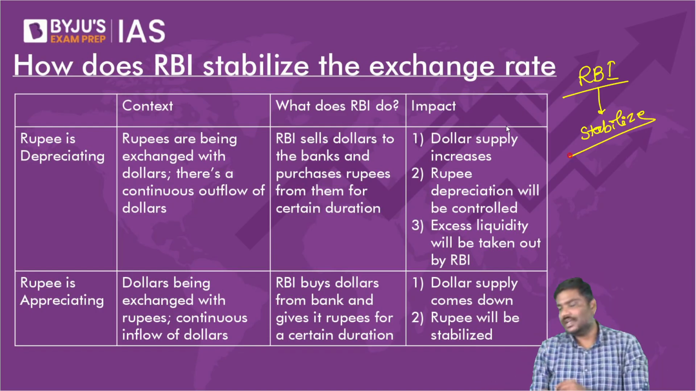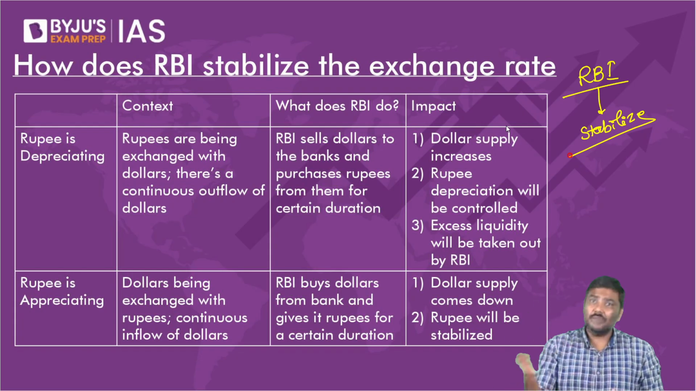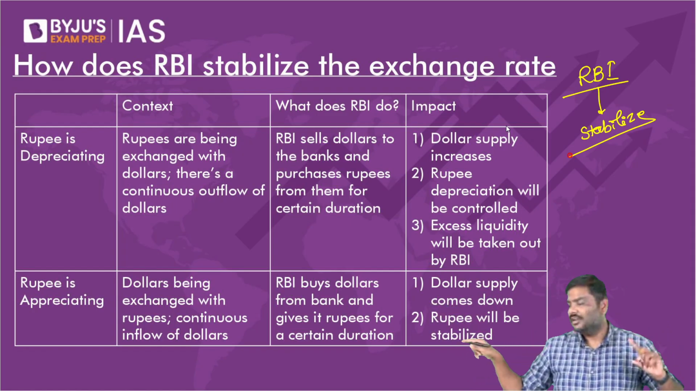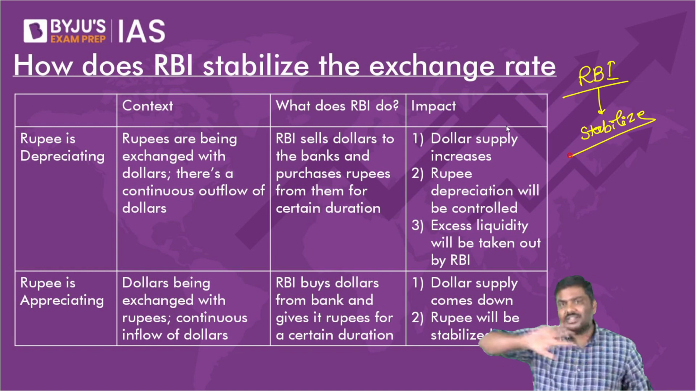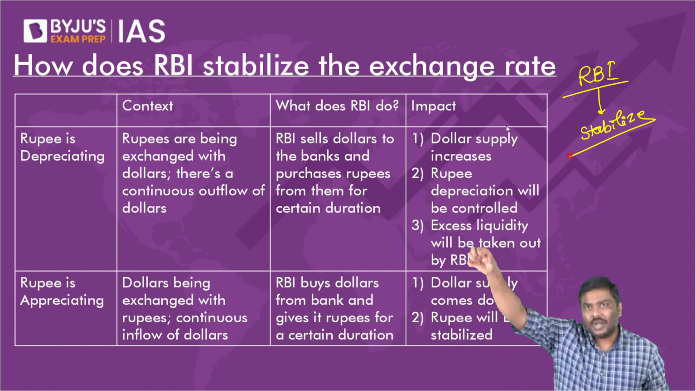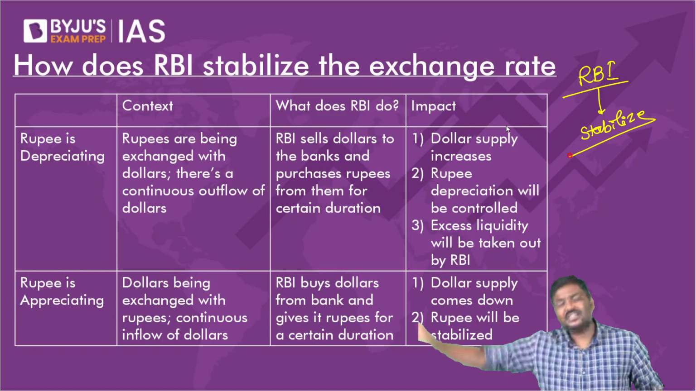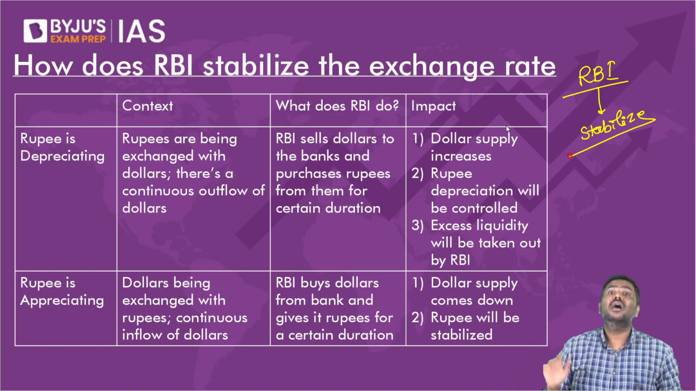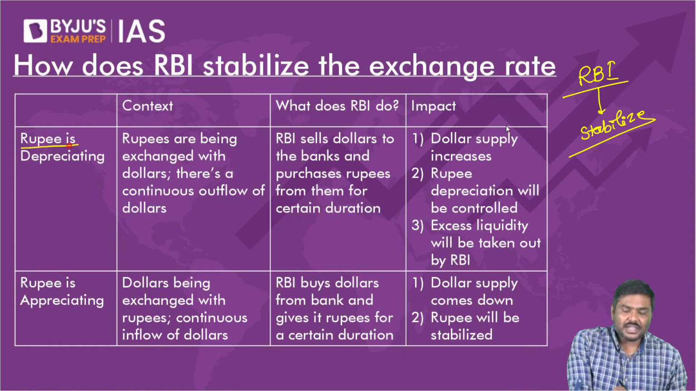I repeat, if there's a sudden appreciation or sudden depreciation, then RBI, the Reserve Bank of India, will intervene, will participate in the market and stabilize the exchange rate. What do you mean by stabilize the exchange rate? If there's a continuous depreciation, they will try to control the depreciation of the rupee. If there is a continuous appreciation, they will try to reduce the appreciation of the rupee. How so? Let's start.